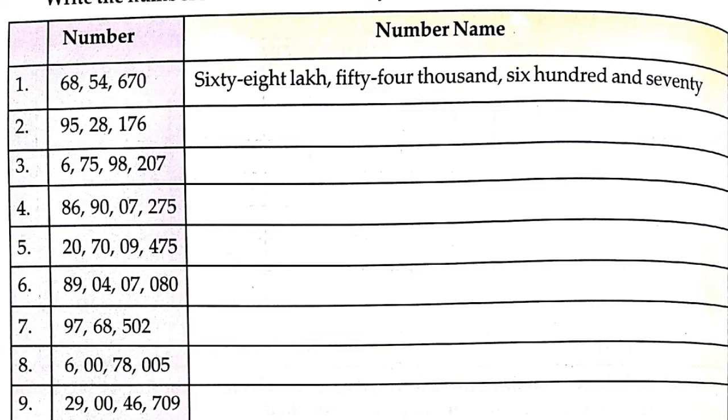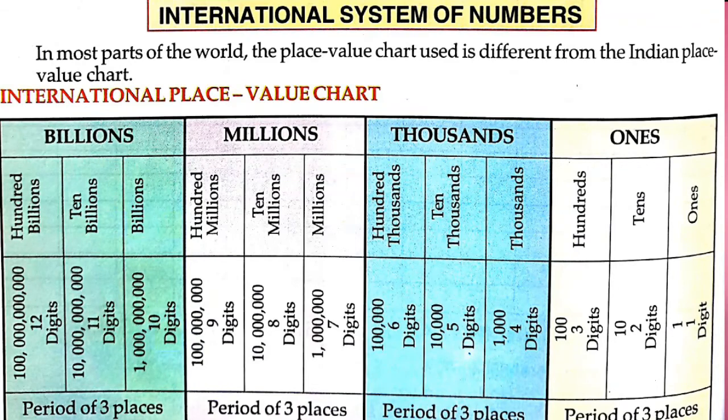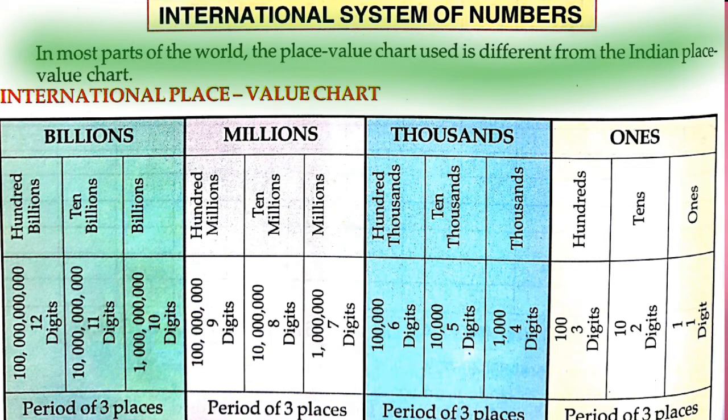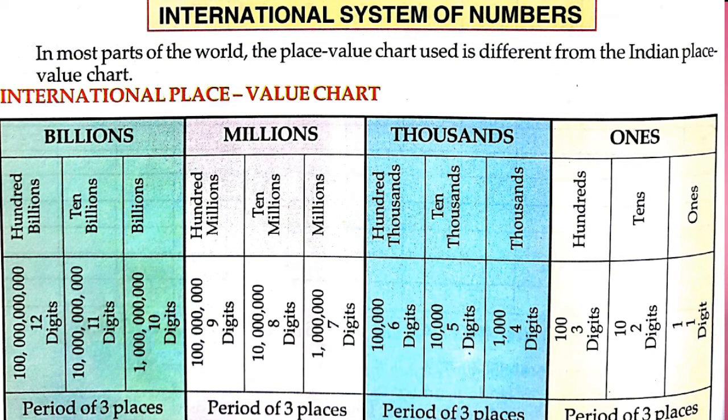You see the table. Tomorrow you have to do these problems. Now we will read the international system of numbers. You see, in most parts of the world, a place value chart different from the Indian place value chart, that is from the Indian system, is used, which is known as the international place value chart or international system.